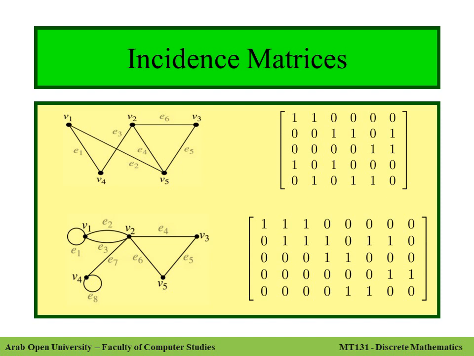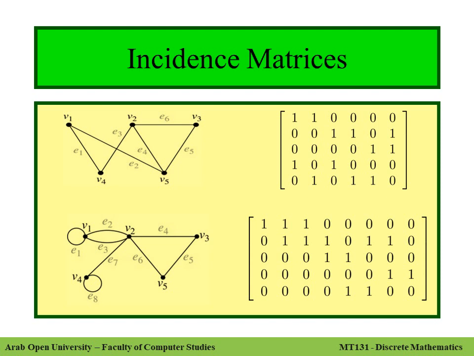For example, we'll just do one of them. E1, the first column, is for the edge E1. It seems to connect V1 with V4. It's done the same way. This is the incidence matrix for this graph.